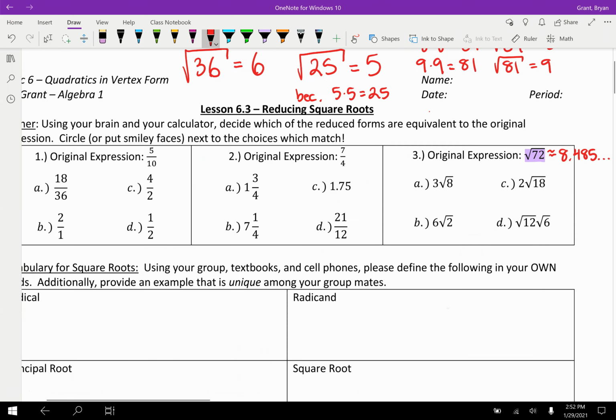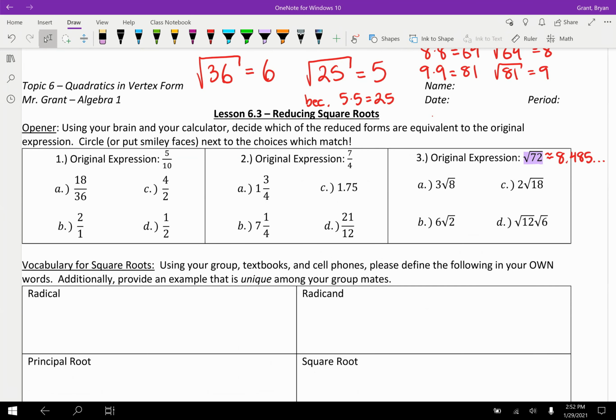All right, now that we have that and you know how to use your calculator to find square roots, please go ahead and let's try the opener. Your goal is to decide which of the reduced forms are equivalent to the original expression. Now, it says reduced forms. Not all of the forms are reduced. For example, this original expression is 5/10. 18/36 is equivalent to 5/10. So you would definitely box this one. But there are others as well that are also equivalent to 5/10. So work through, pause my video at this point, try these 3 problems, and then we'll come back together and see how you did. Ready, set, go.